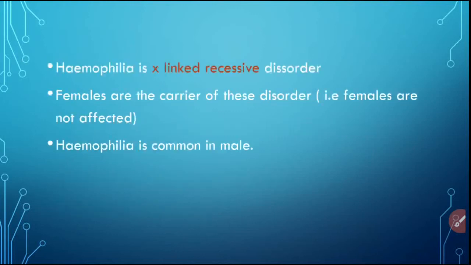Hemophilia is an X-linked recessive disorder, and the females are carriers of this disorder. That means females are only the carrier of the disorder. They are not affected by this disorder, or this disorder is not expressed in females. Only females are the carrier of this disorder. And hemophilia is common in males. That means males are affected by this disorder, and they are also the carrier of this disorder, but females are not affected by this disorder.